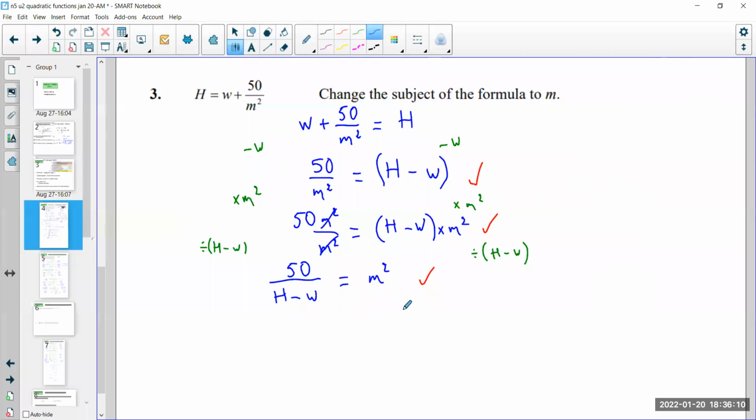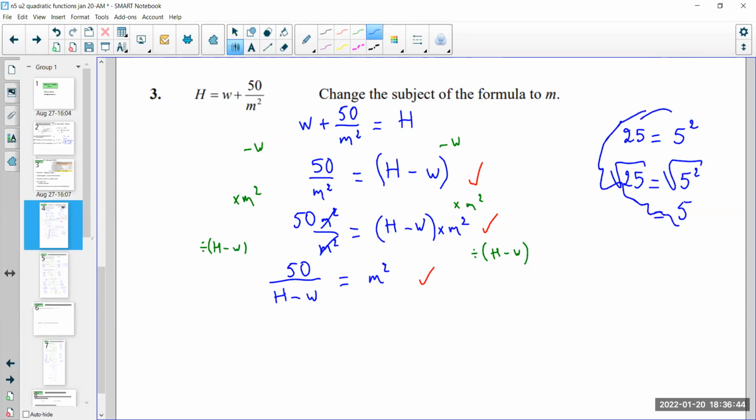Square root will undo your m squared. Just think about it. If you've got 25, that is equal to 5 squared. If I want 5 on its own, what do I need to do to 25? I need to take the square root of 25 to get 5 on its own. And the square root of 25 is 5. That's how you get rid of the square, by taking the square root.